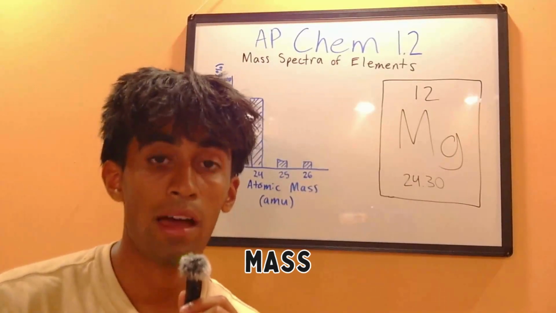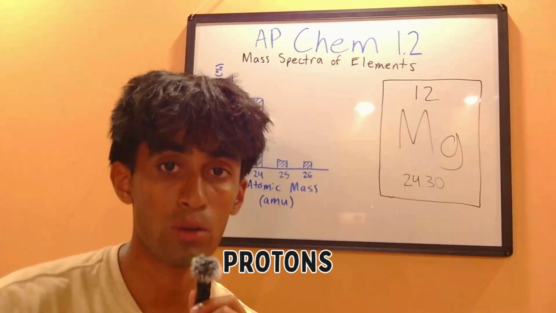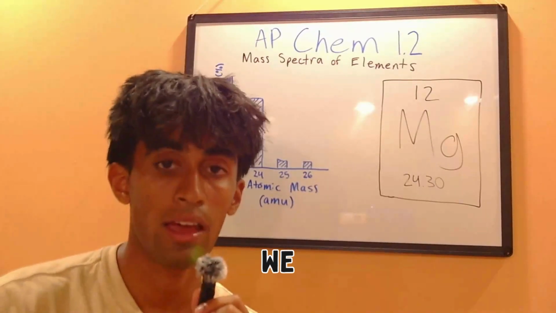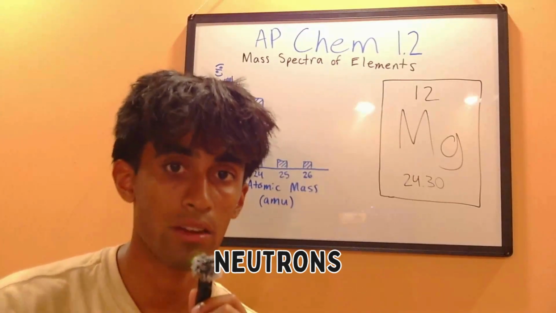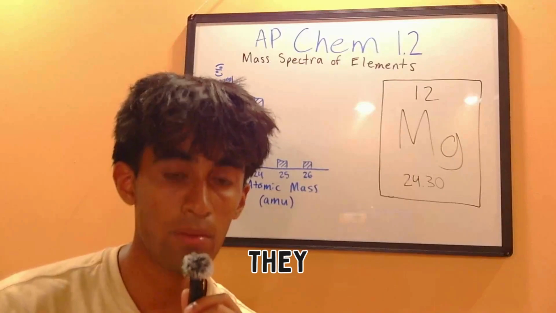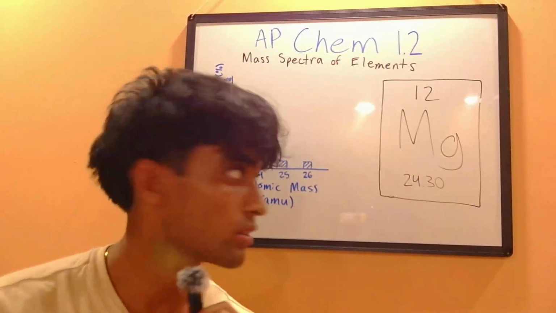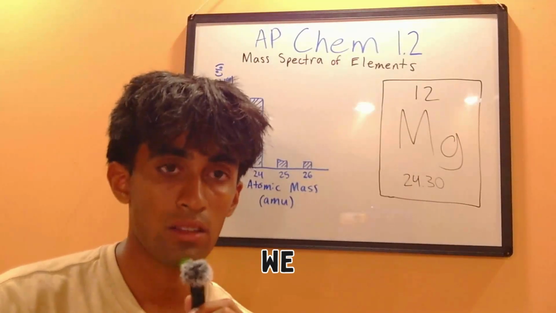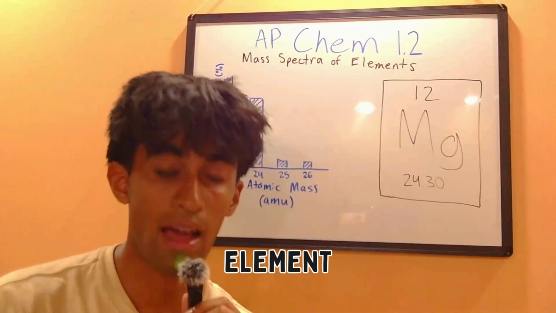So how do we find the mass of a single atom of magnesium? Well, that's just equal to the number of protons plus the number of neutrons. And we know this because protons weigh about 1 AMU, and neutrons also weigh about 1 AMU. And although electrons are a part of the atom, they weigh basically nothing, so we don't include them in the mass.